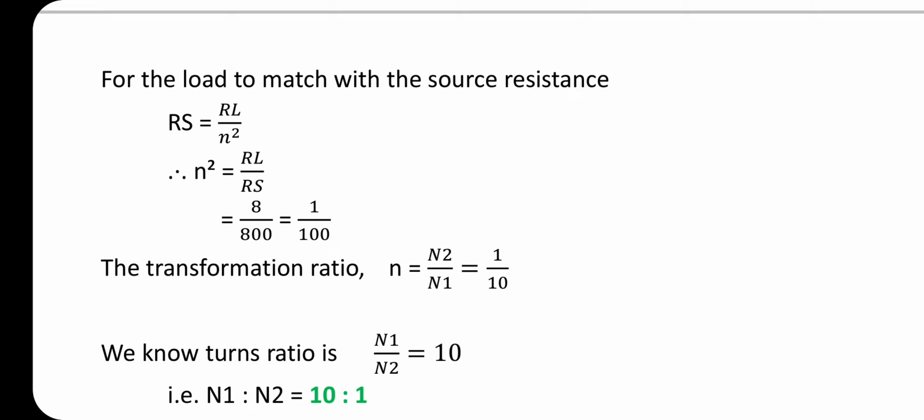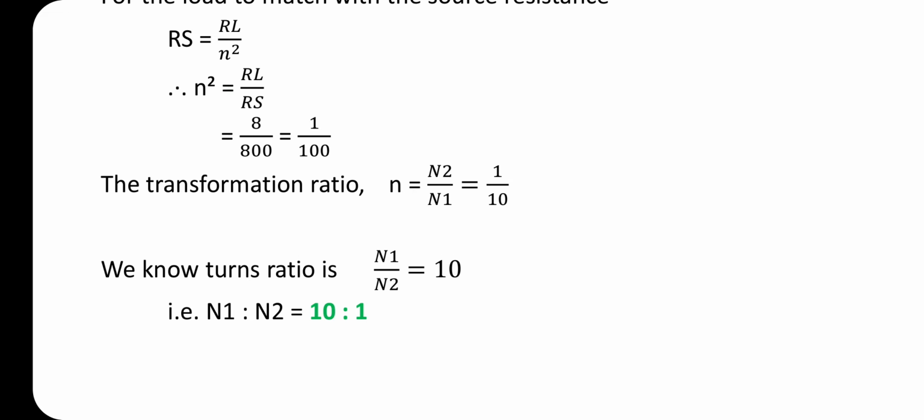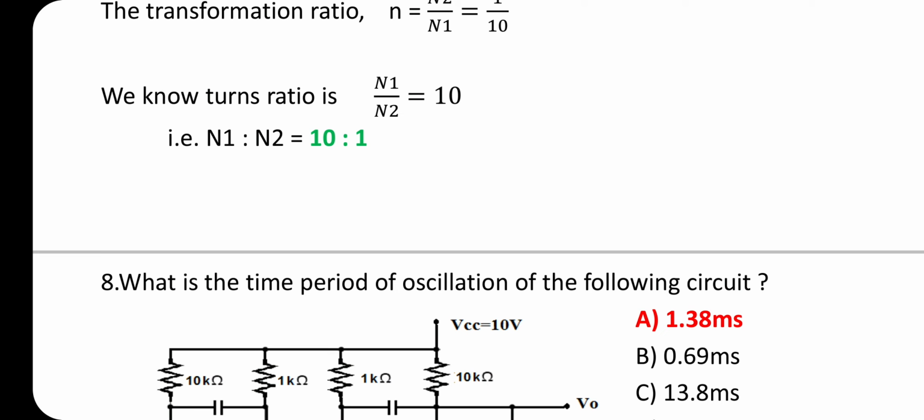From that, we can derive the turns ratio N equal to N2 by N1 equal to 1 by 10. We know the turns ratio is N1 by N2, which is equal to 10. Therefore, N1 is to N2 equal to 10 is to 1.